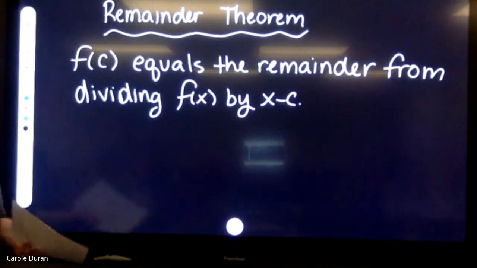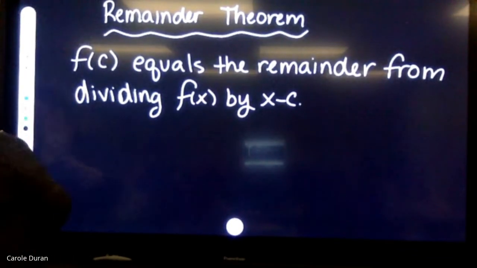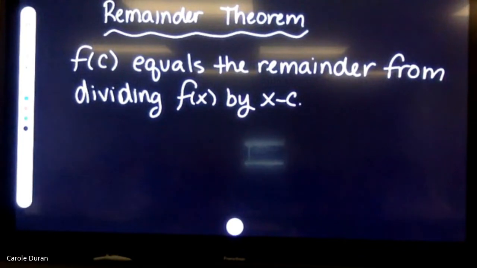So obviously we're going to start with an example. Okay, in a second we will start with an example.